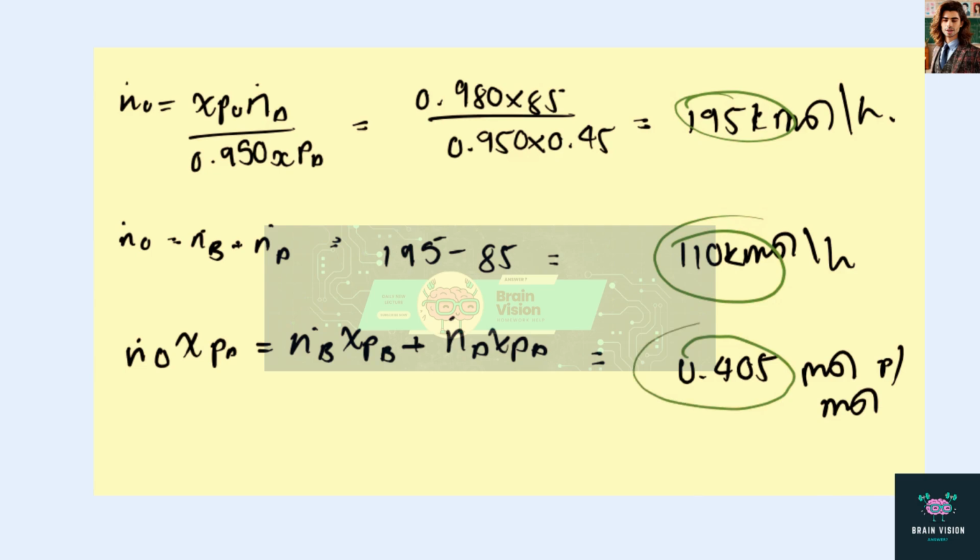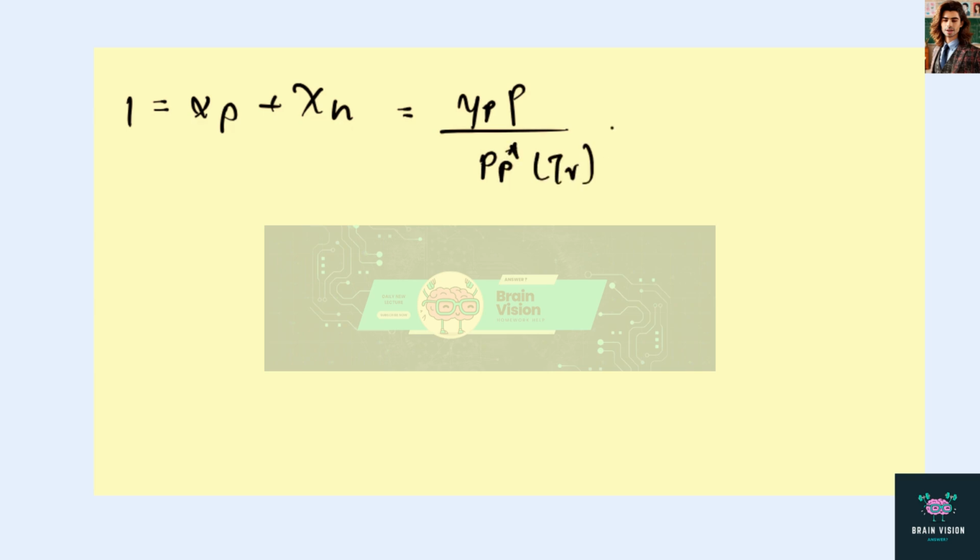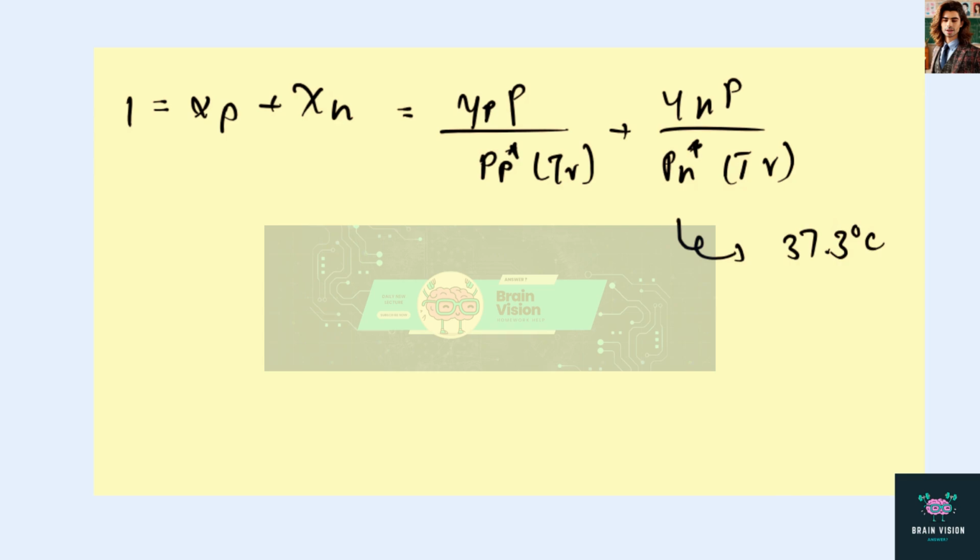So moving on to the second part now. So we're solving for temperature. So our equation, 1 equals xP, add xH, then we can rearrange that because it is also equal to yP P over PP star TV, add yH P over PH star TV. So we rearrange for temperature, we find temperature, and it is 37.3 degrees Celsius.